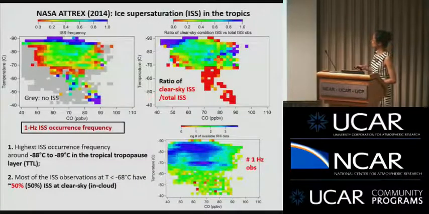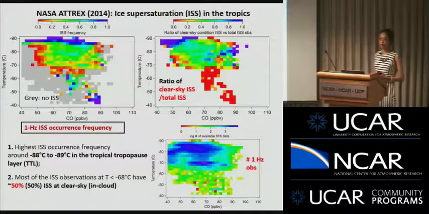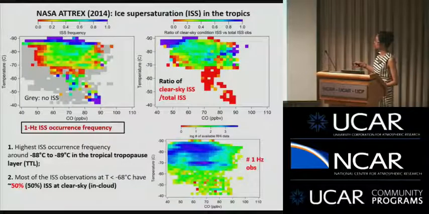All these pictures are from NASA ATTREX 2014. The first picture I show is the frequency of occurrence of supersaturation. If it has gray color, it means that we do have sampling, but no supersaturation was observed. If it's red, there's a little bit of supersaturation. Up to purple, there is a lot of supersaturation being seen. So the highest frequency happens around the coldest temperature at the TTL, which is very consistent with my 2015 paper studying the extratropical tropopause, where a high frequency of supersaturation is observed around the extratropical tropopause.